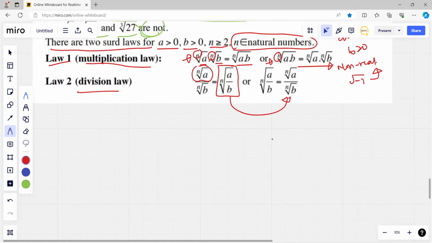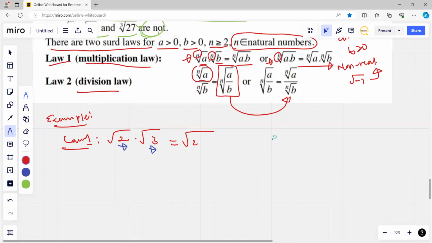Okay, an example that relates to law 1. We have root of 2 multiplied by root of 3. Remember the roots are the same, and the only difference is the numbers inside. These numbers inside are the ones that are different, but the roots are of the same feature. This is equivalent to root of 2 times 3, which is equal to root of 6. And this is what we just discussed when talking about the first law, the multiplication law.